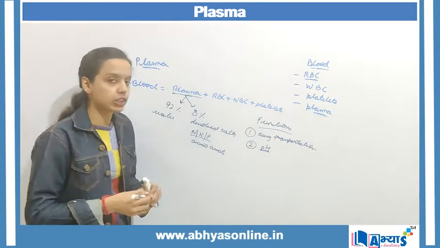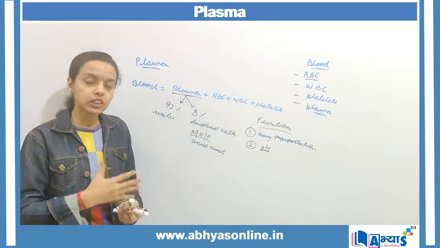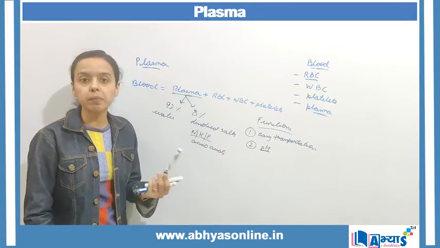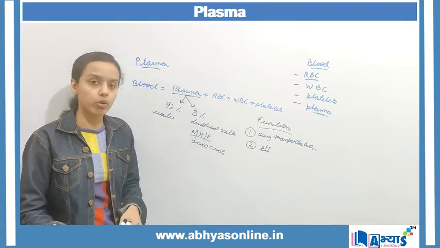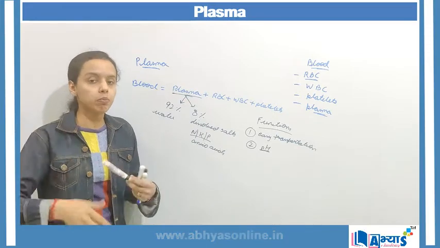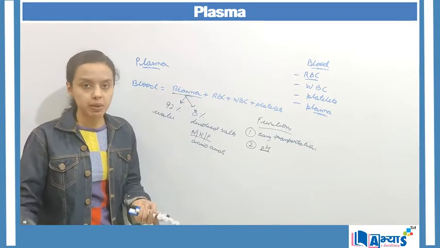The second function is to help maintain the pH balance. pH is actually a scale which measures the acidity or the alkalinity of any substance. Having an appropriate pH balance in the human body is very important, and plasma helps to solve that problem, because with the continuous movement of the blood, the pH remains balanced.